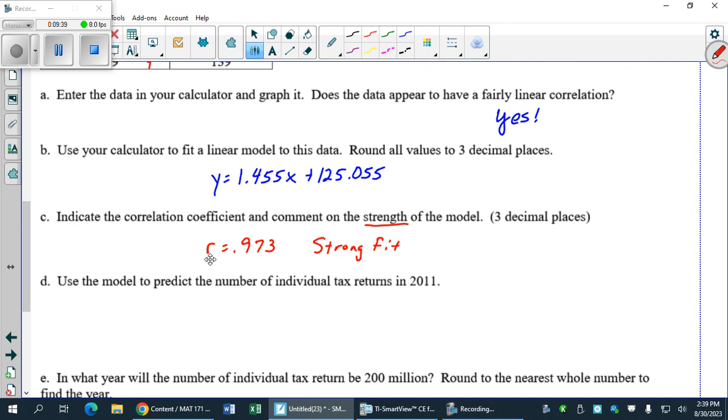Okay. Now part D, I'm going to show this one 2 ways. I'm going to show you how to do it by hand, and then if you're feeling comfortable with your calculator, I'll also show you how to do this with your calculator. So part D wants you to use your model to predict the number of tax returns in 2011.